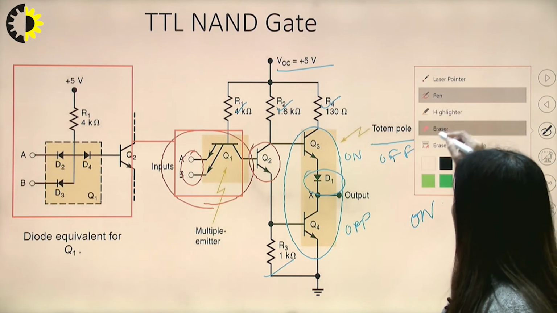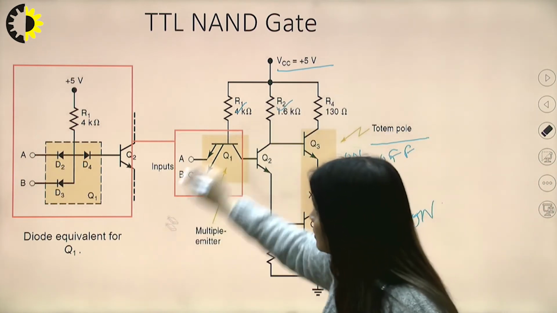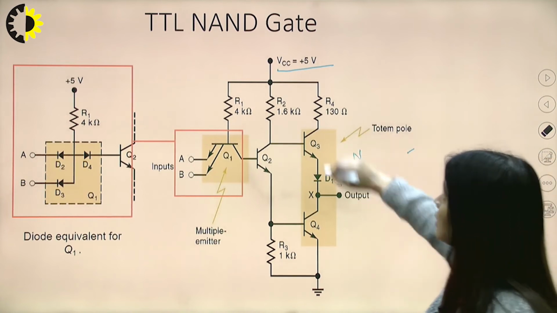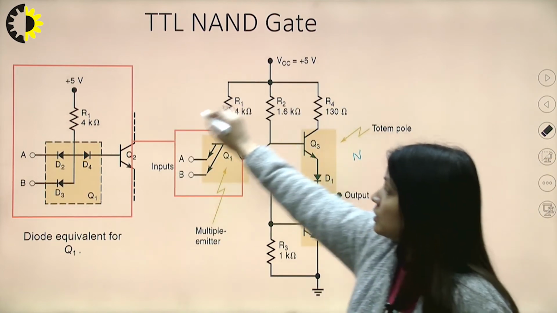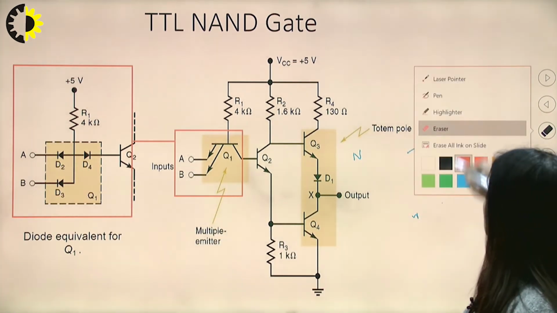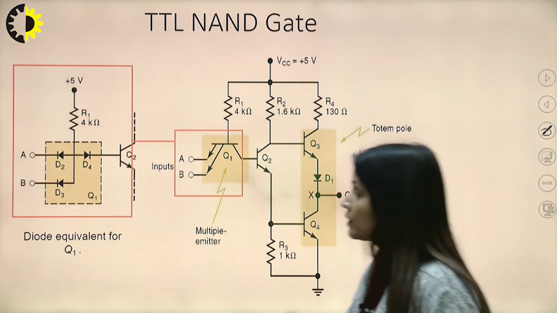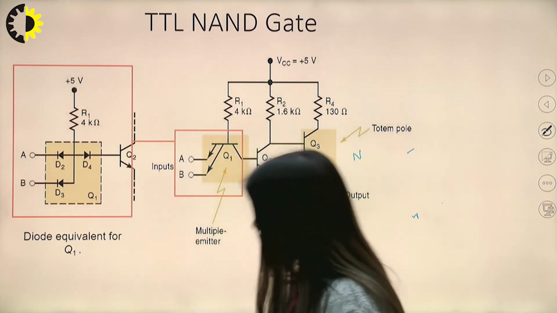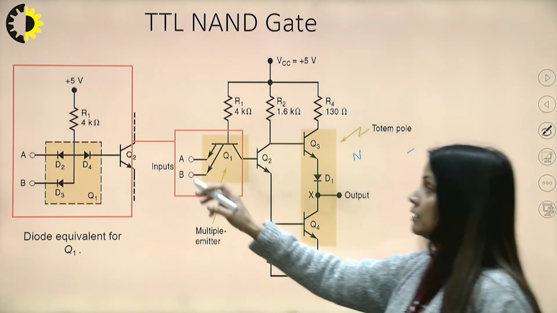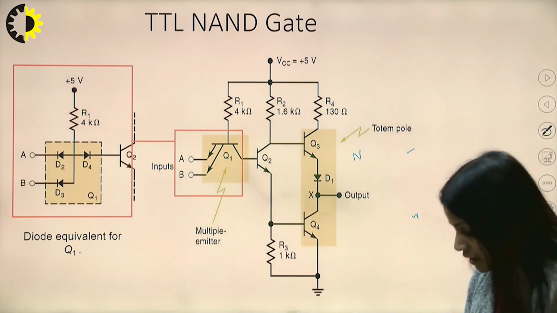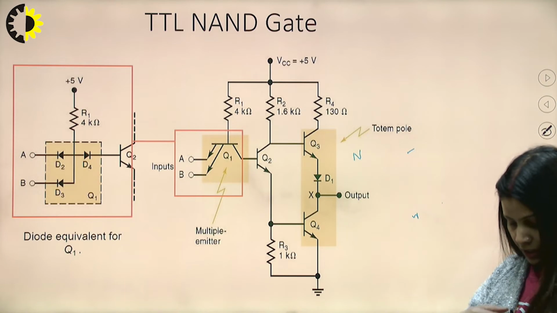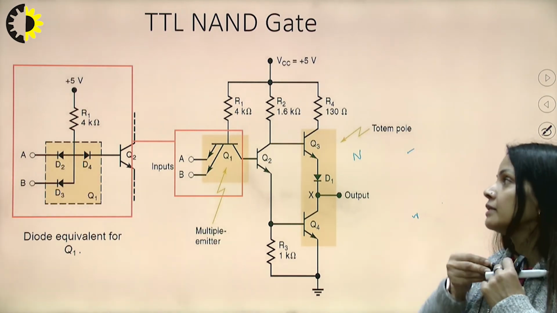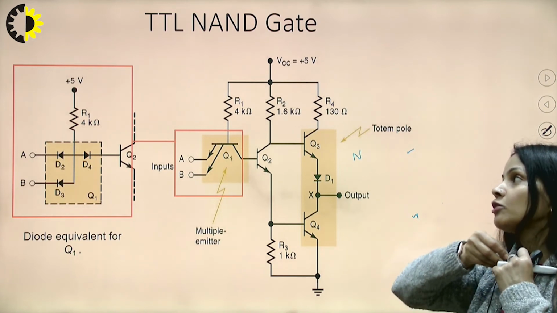Coming back to our NAND gate TTL logic, we must understand what is the transistor equivalent of this particular multiple emitter transistor, right? So here A, B are the two inputs given to the NAND gate, and we will make the diode equivalent of the circuit.